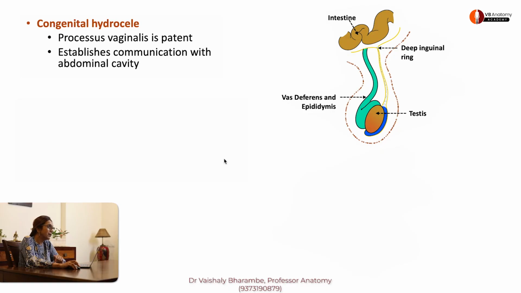Now let's talk about a condition where the processus never got obliterated. There is a continuity with the abdominal cavity. So what happens? See, here's the continuity. So when the patient stands up, he may say that by the end of the day, the hydrocele has increased in size. When I lie down in the morning, the hydrocele is reduced. So this hydrocele can change its size. Why? Because of continuity with the abdominal cavity.